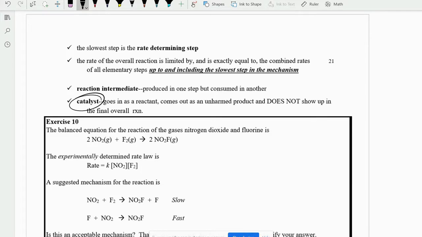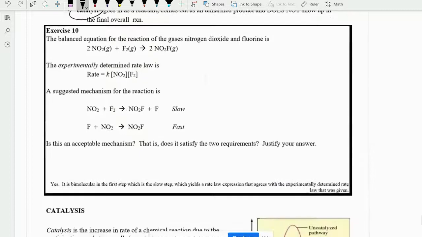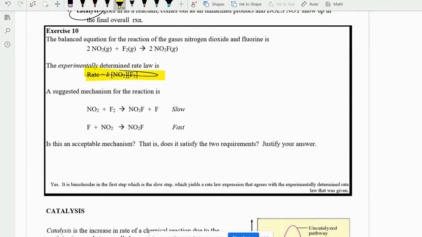Okay, so let's go ahead and take a look at exercise 10 for some more edification. You could see here they give us a balanced chemical reaction, and they also give us the experimentally determined rate expression, or the rate law, if you will. Sometimes it's easier to say rate law than rate expression. They both mean the same thing here, right? So what it's giving, rather, is a potential reaction mechanism, and it's happening in 2 steps. So this one would be elementary step 1, and this one would be elementary step 2.